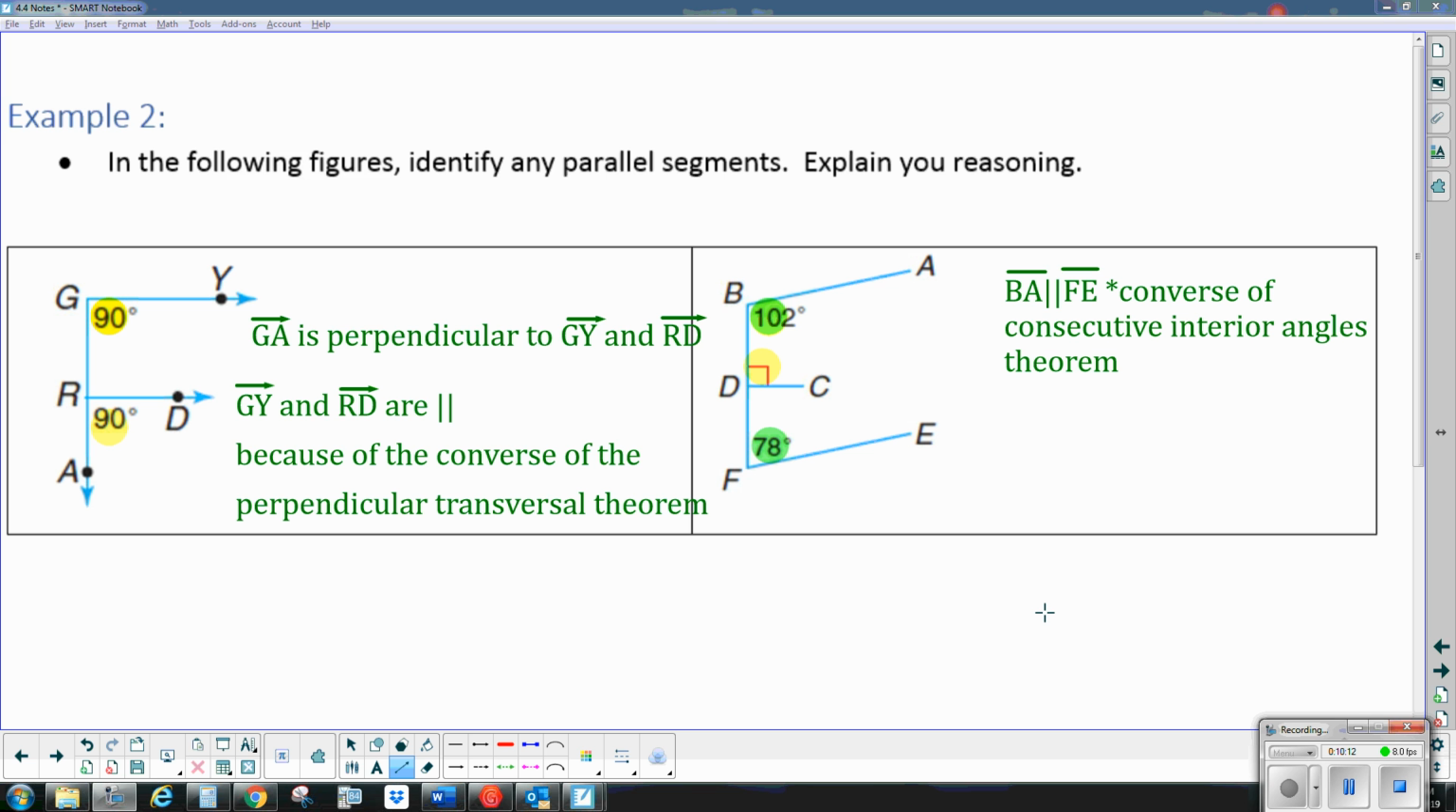And then the last question would be, is DC parallel to FE? And we can look at those angles, but we can see that DC is 90 degrees and FE is 78 degrees. And those two angles are corresponding angles, and they are not congruent. Therefore, DC is not parallel to FE. So the only relationship we have for parallel lines is that BA and FE are parallel.